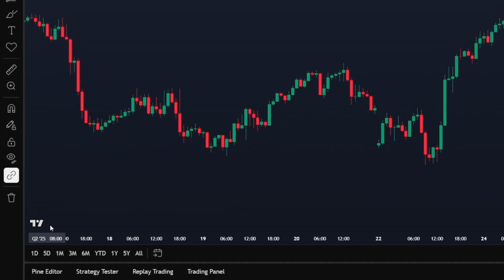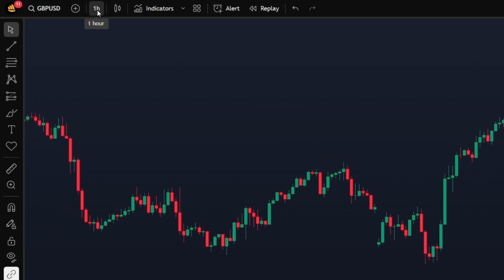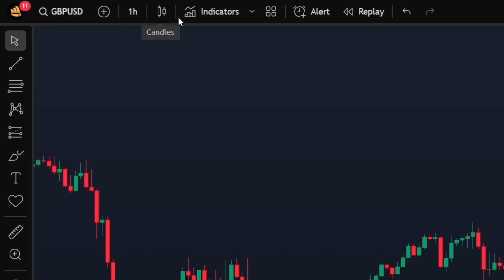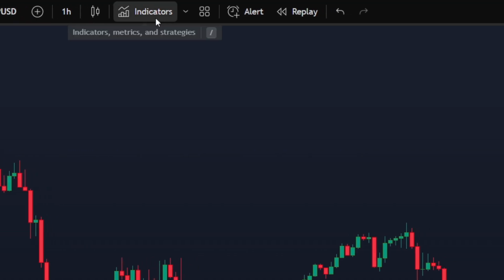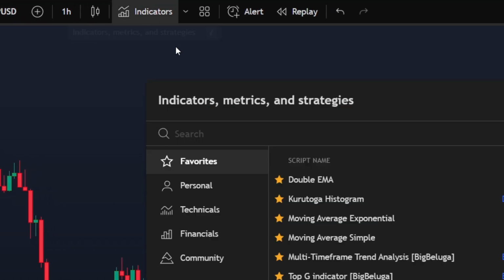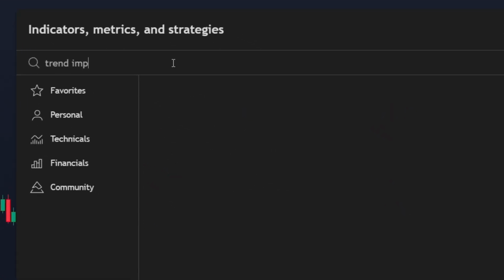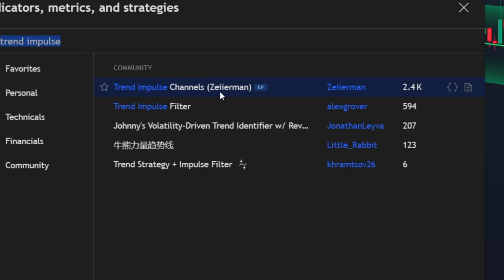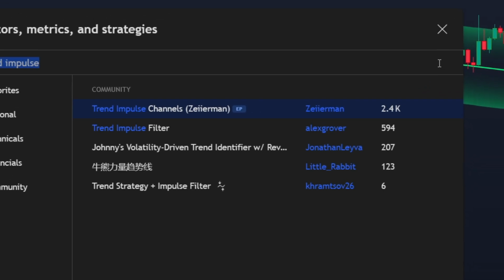I'm using TradingView to explain the indicator. I will be using GBP USD on 1 hour time frame. You can use any market or time frame. To add this indicator to your trading chart, it's really simple. Click on Indicators, then just type Trend Impulse Channels in the search bar and select the one created by Zyman. This is going to be it.